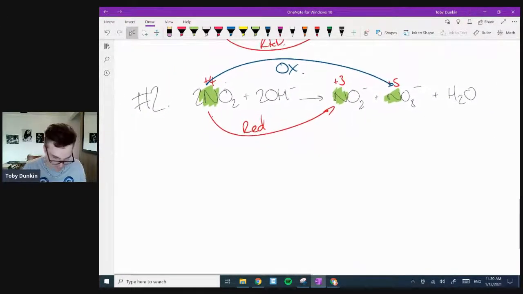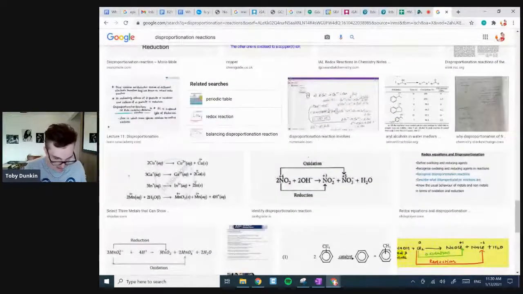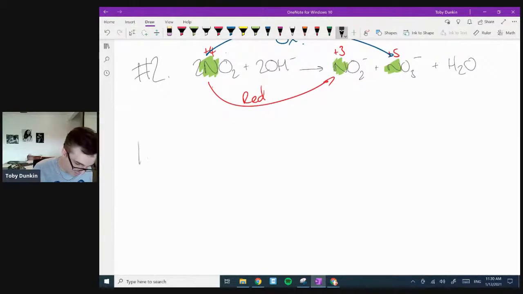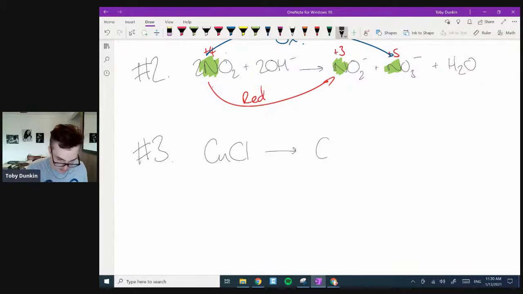Should we do another one? Just for fun. Copper's a really good one. Example number 3. Copper: CuCl going to Cu plus CuCl2. Balance it. I think we're done.